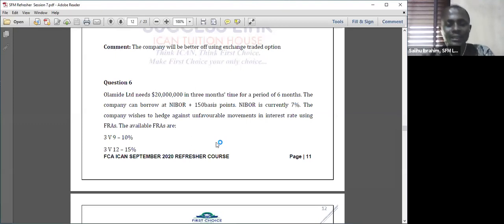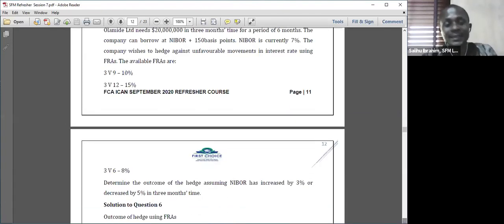Olamide Limited needs $20 million in 3 months' time for a period of 6 months. The company can borrow at NIBOR plus 150 basis points, and NIBOR is currently 7%. The company wishes to hedge against unfavorable movement in interest rate using FRA. The available FRAs are 3 versus 9, 10%, 3 versus 12, 15%, and 3 versus 6, 8%.